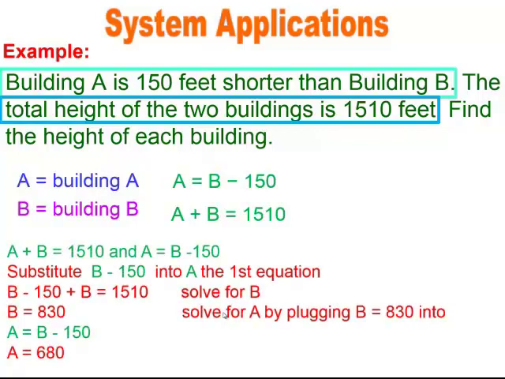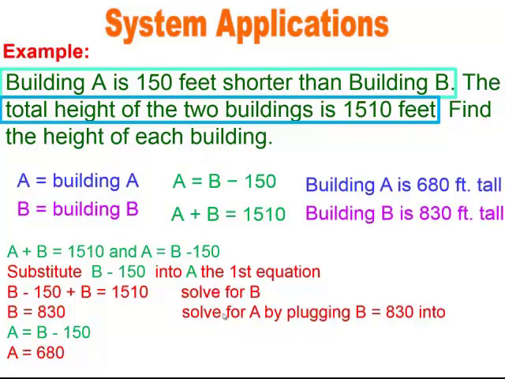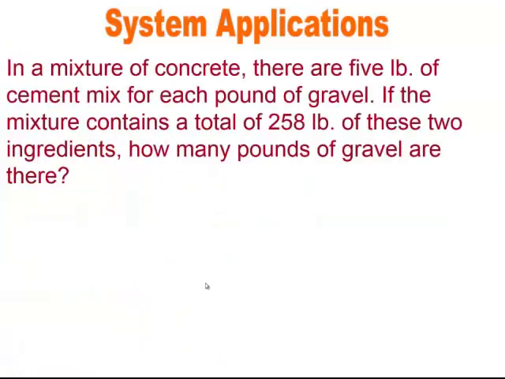So I kind of did all the work for the substitution method so that you can see how it's done. I would take my A and substitute it into the second equation and solve for B, and then I would have my answer for A and B by plugging it in. So again, my answer here for building A is 680 feet, and building B would be 830. And you can see how I did the substitution method for solving. Pause and try.